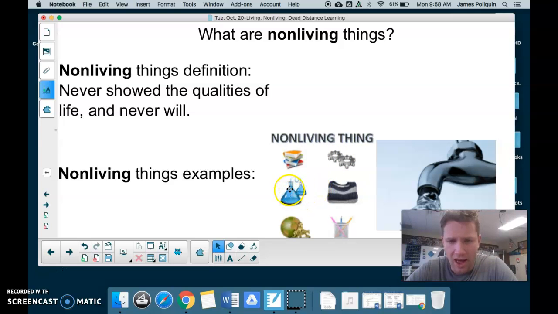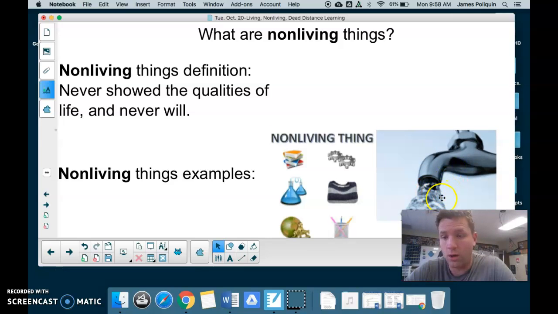You have metal gears. Metal's non-living. You have these glass beakers. Glass is non-living. You have this wool sweater. While wool was made from sheep's skin, sheep grow wool. The sweater itself is non-living. It never showed the qualities of life. Cannot die. You have the globe. You have another glass beaker, maybe with some pencils. While the pencil's again made of wood, the pencil itself is non-living. And then you have even metal and water. Water is non-living. Okay? All these things exist. They never showed the qualities of life, never will.